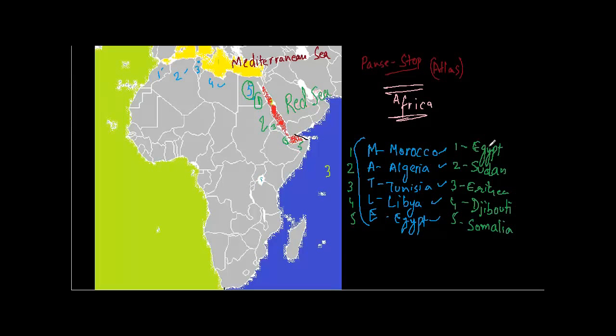Somalia. So this is my list: first, Egypt. Second, Sudan. Third is Eritrea. Fourth is Djibouti. And fifth is Somalia. I don't feel it would be difficult. And let me tell you, Egypt again, land of mummies.